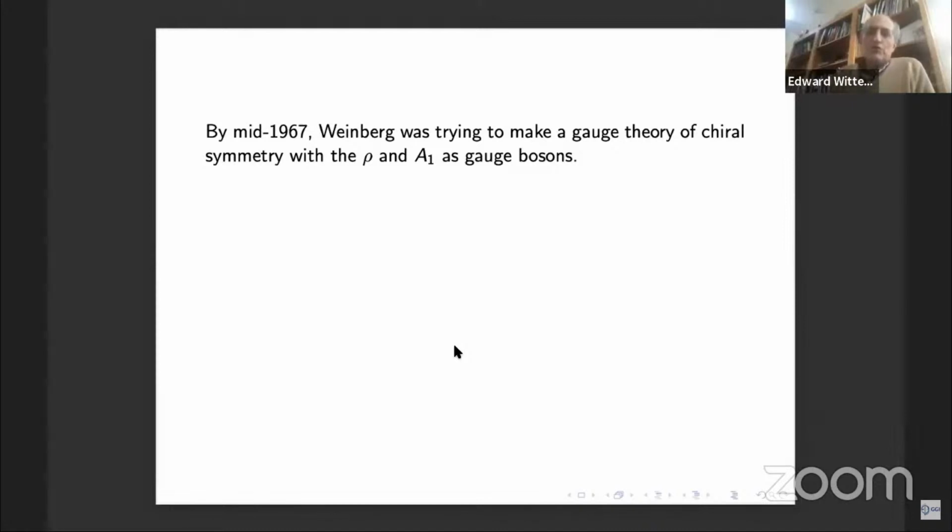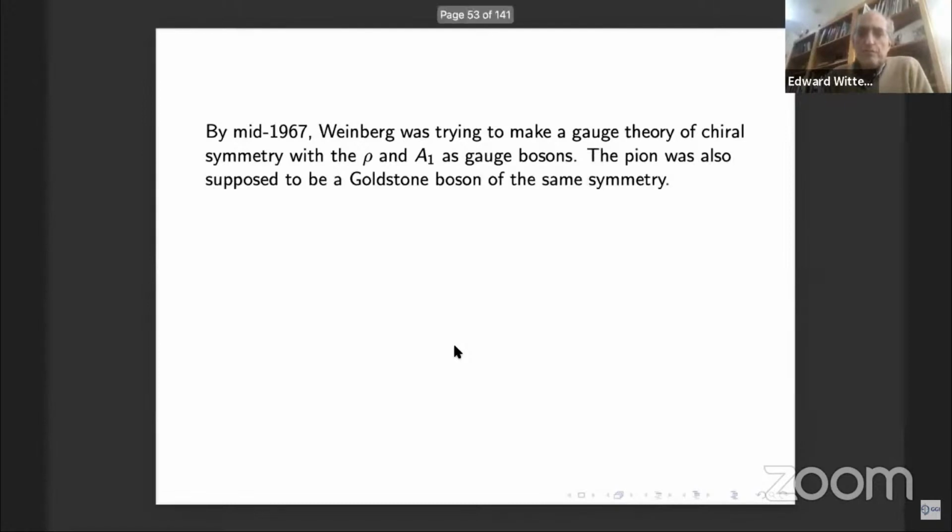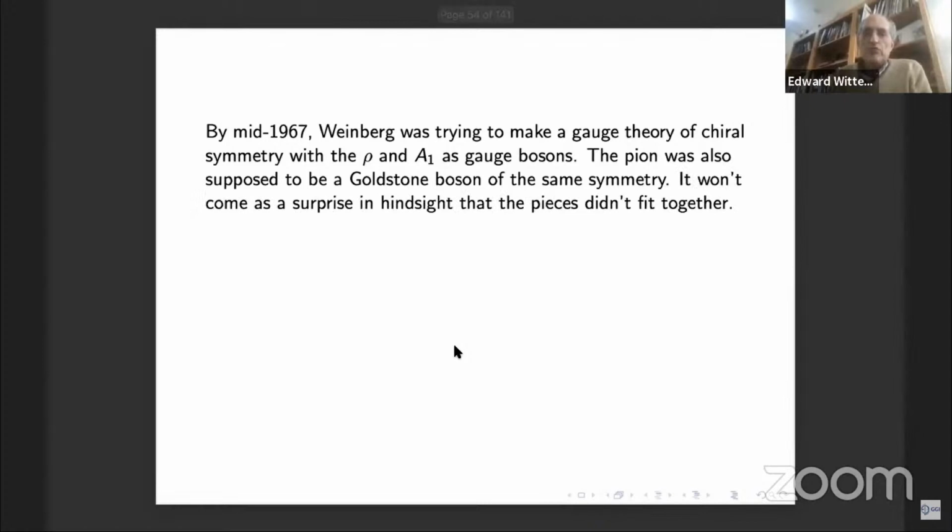If you want SU(2) times SU(2) chiral gauge bosons, the rho isn't enough, so you need the A1, but that's a little worrisome. But worse than that, the pion was also supposed to be a pseudo-Goldstone, an approximate Goldstone boson of the same symmetry. With our modern understanding, that's clearly wrong. You can't make the same symmetry both a gauge symmetry and a global symmetry that would have Goldstone bosons. So it won't come as a surprise that the pieces didn't fit together.